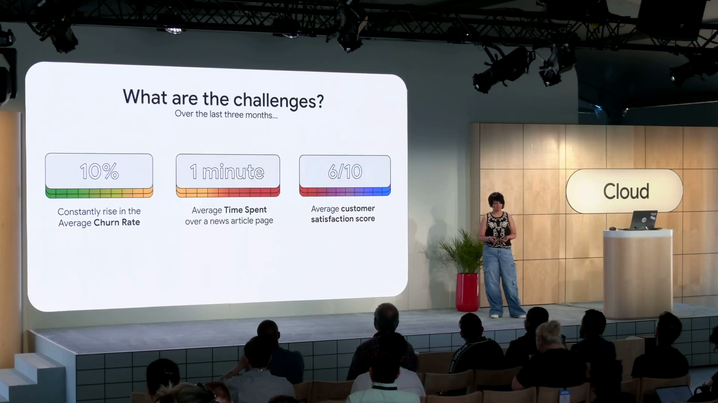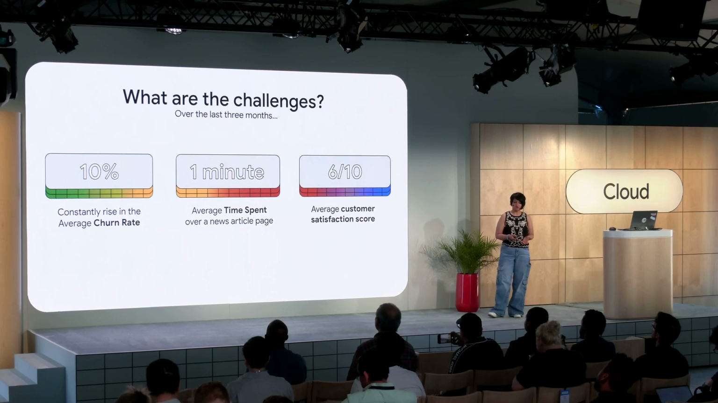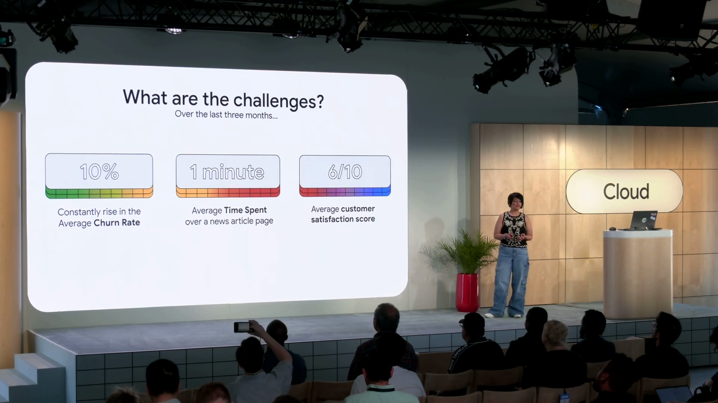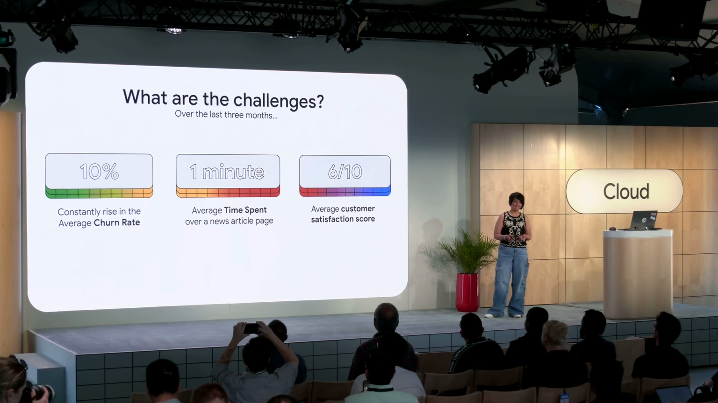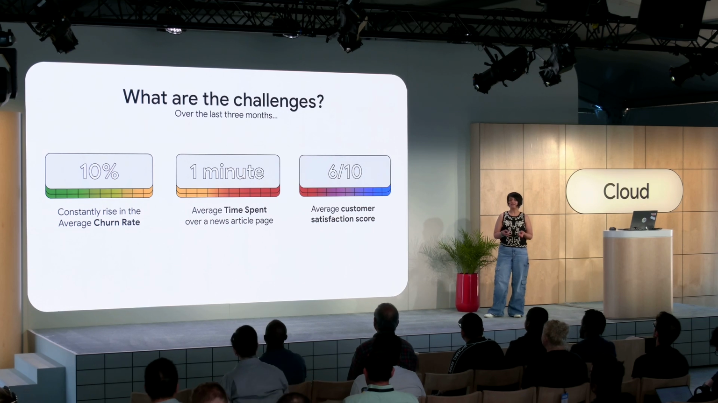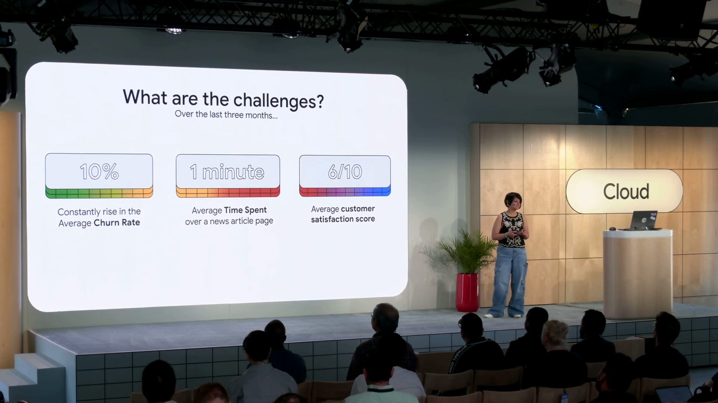Some web traffic statistics and customer surveys have revealed that your readers are not as pleased with their experience navigating the newspaper's website. In particular, over the last 3 months, your newspaper website is experiencing a constant rise in the average churn rate. Readers, on average, are spending less than 1 minute on the newspaper articles, and the average customer satisfaction score has dropped down to 6 out of 10.